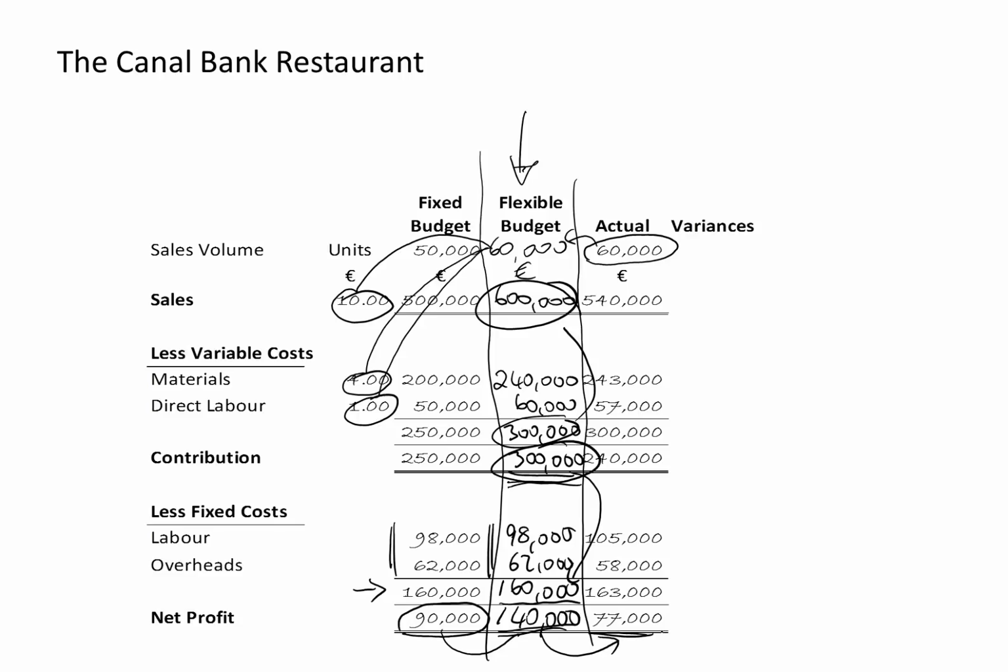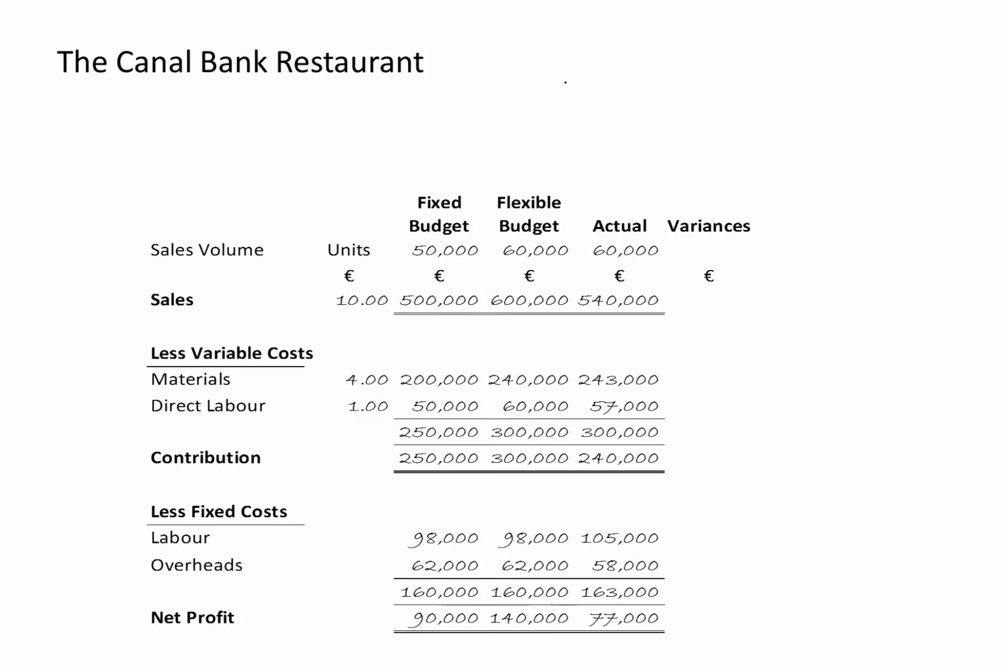Okay, but before we do that, we'll just tidy up this column here, the flexible budget column. So that gives us now those three neat columns: the fixed budget, which we put in first, the actual, which we put in second, and the flexed budget, which we just put in third. And now we're going to put in, or calculate, should I say, the variances.